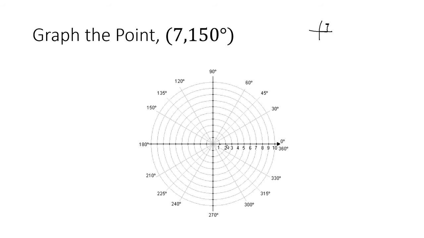So we can look and see our scale is going to be 1 by 1. So then we need to find our angle 150 degrees and then go out 7. So 1, 2, 3, 4, 5, 6.